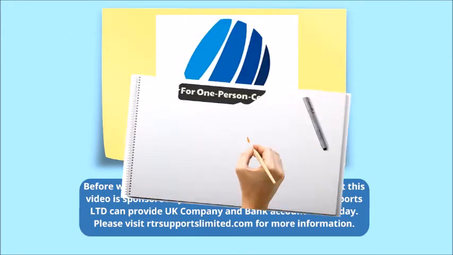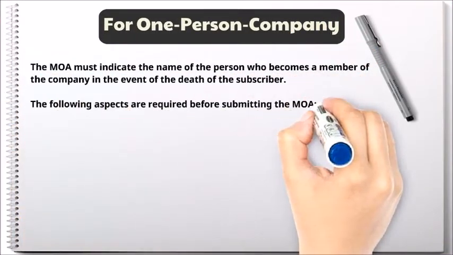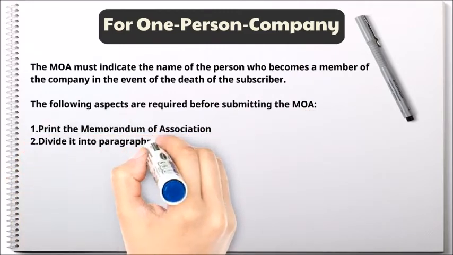For a one-person company, the MOA must indicate the name of the person who becomes a member of the company in the event of the death of the subscriber.